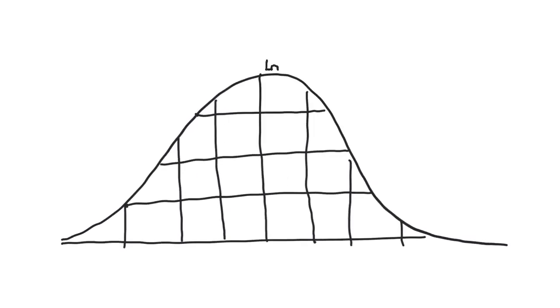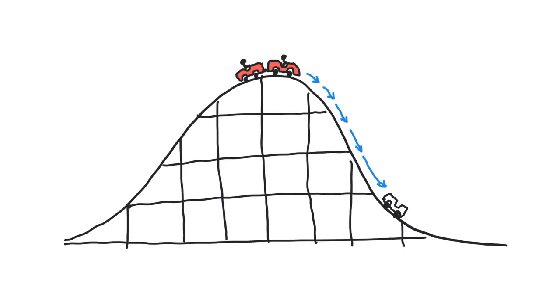Imagine you're at the top of a roller coaster and the car is still. As you accelerate down the hill, you go faster and faster. This is an example of conservation of energy. That is, potential energy at the top gets converted to kinetic energy at the bottom.